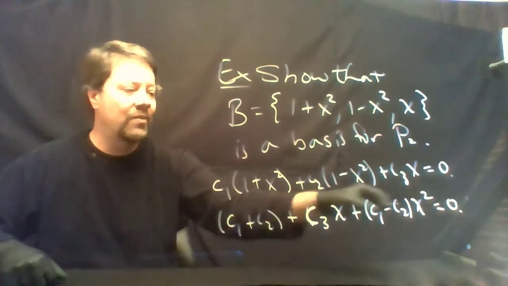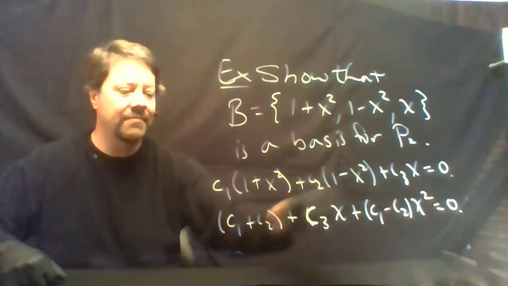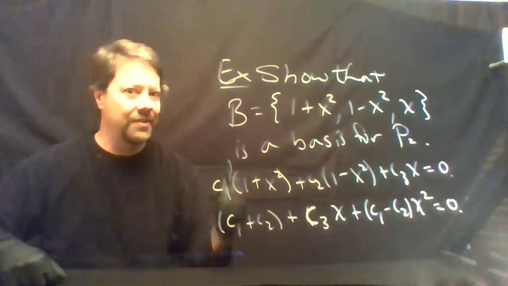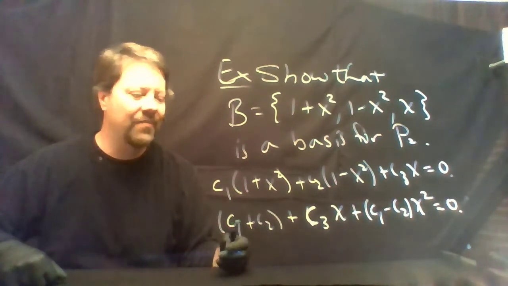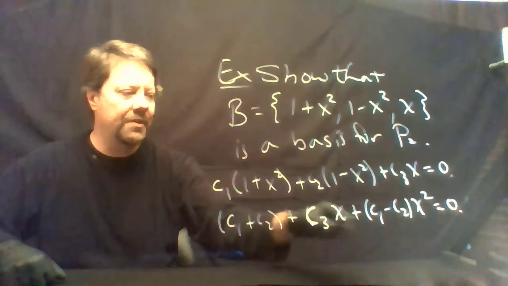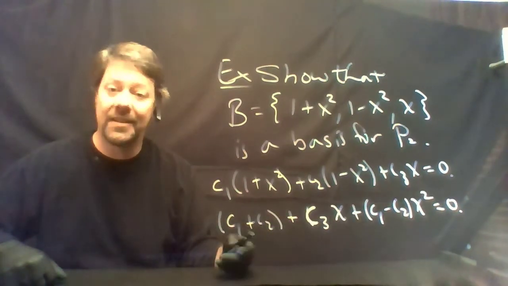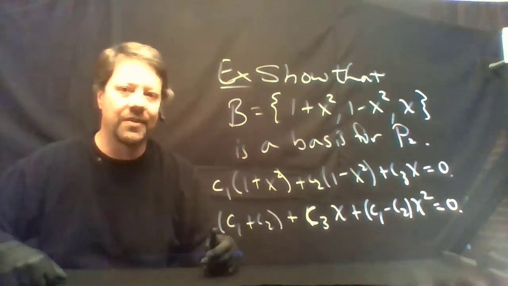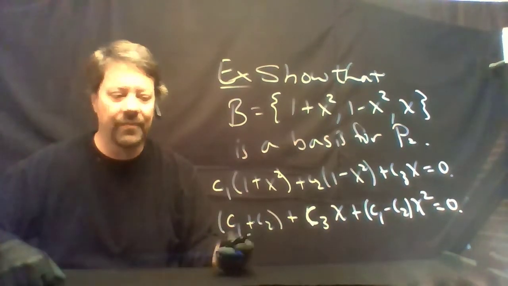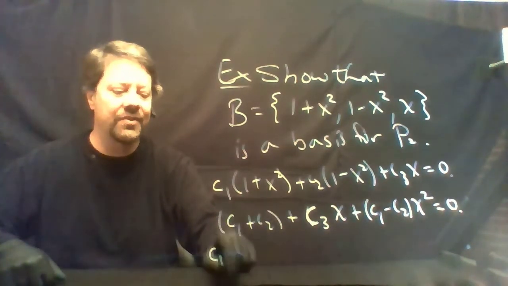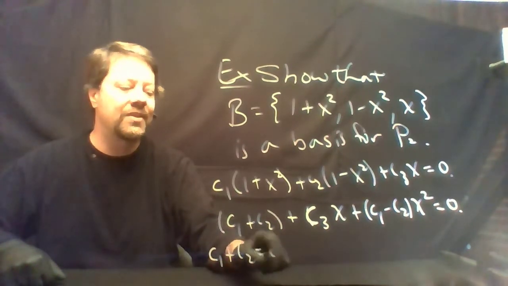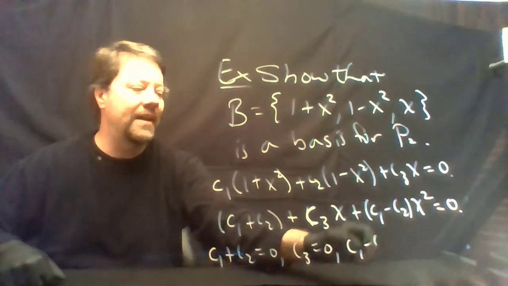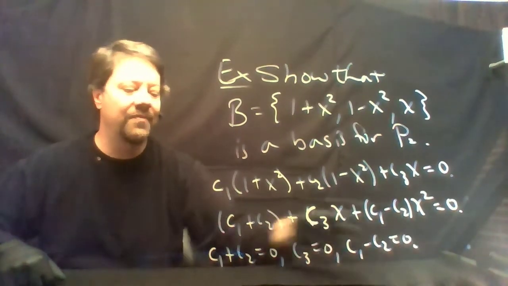The only way two polynomials equal each other, we do have a polynomial on the left, and the 0 function is a polynomial on the right, the only way one polynomial equals another polynomial is if corresponding coefficients are equal. All the coefficients of the 0 polynomial are 0. So we get three equations. C1 plus C2 is 0, C3 is 0, and C1 minus C2 is 0.